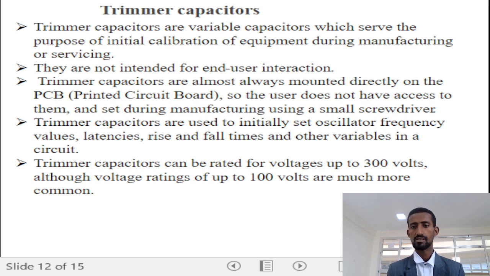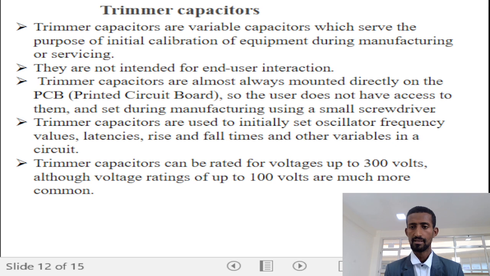Or the users. Trimmer capacitors are almost always mounted directly on the printed circuit board for calibration purposes. So the user doesn't have access to them, and they are set during manufacturing using a small screwdriver. By using a small screwdriver, the professional will use these trimmer capacitors for calibration of some instruments. Trimmer capacitors are used to initially set oscillator frequencies, oscillator frequency values, latencies, rise and fall time, and other variables in the circuit.